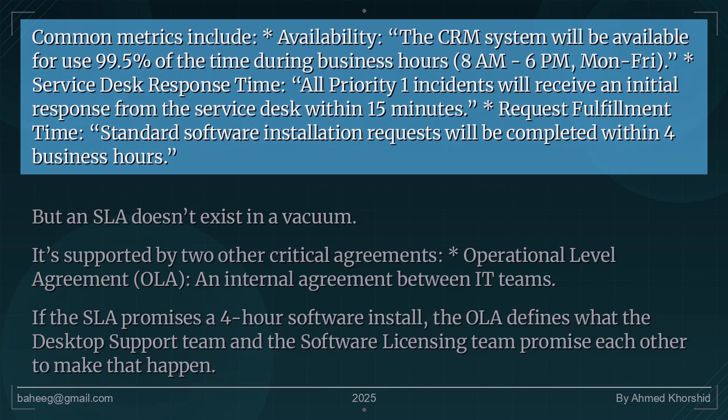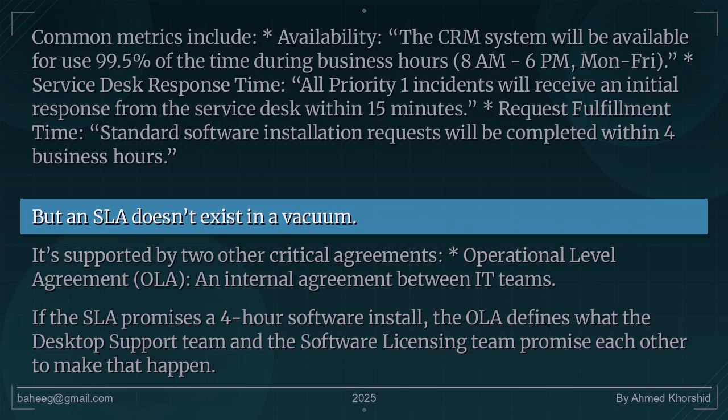Common metrics include: Availability. The CRM system will be available for use 99.5% of the time during business hours, 8 a.m. to 6 p.m., Monday through Friday. Service desk response time. All priority 1 incidents will receive an initial response from the service desk within 15 minutes. Request fulfillment time. Standard software installation requests will be completed within 4 business hours.